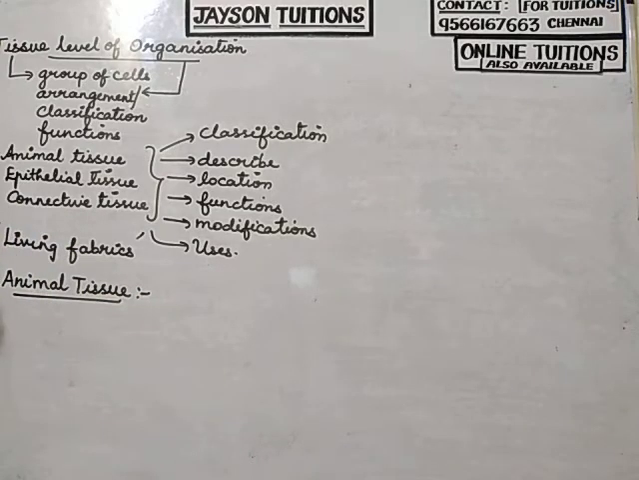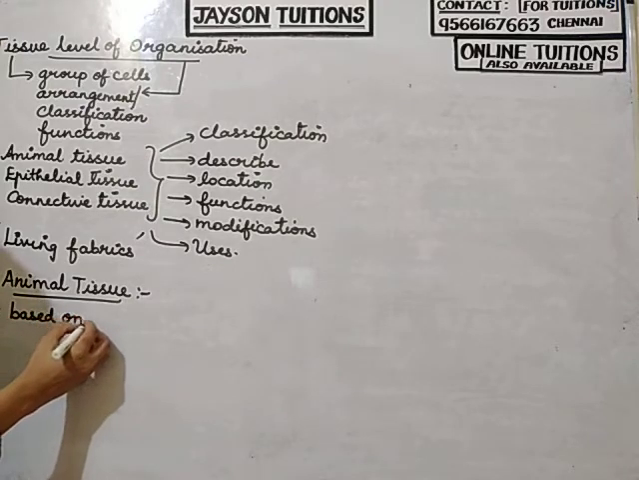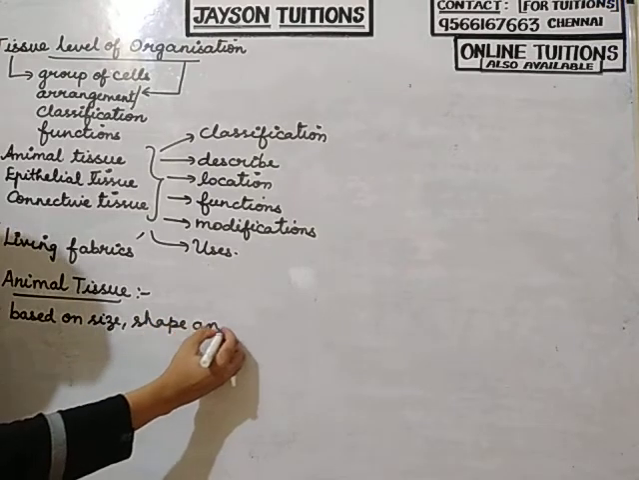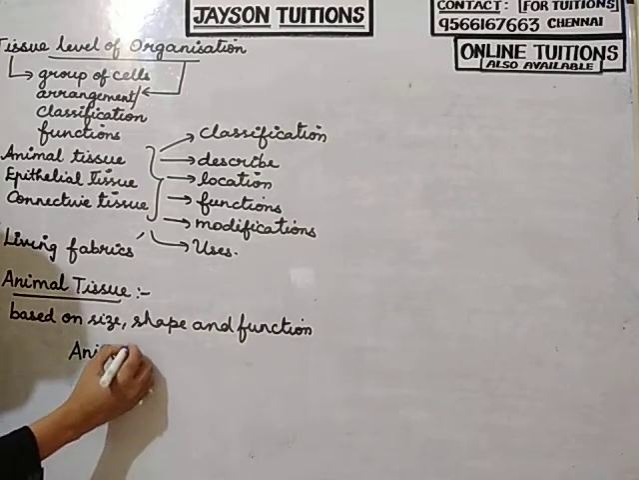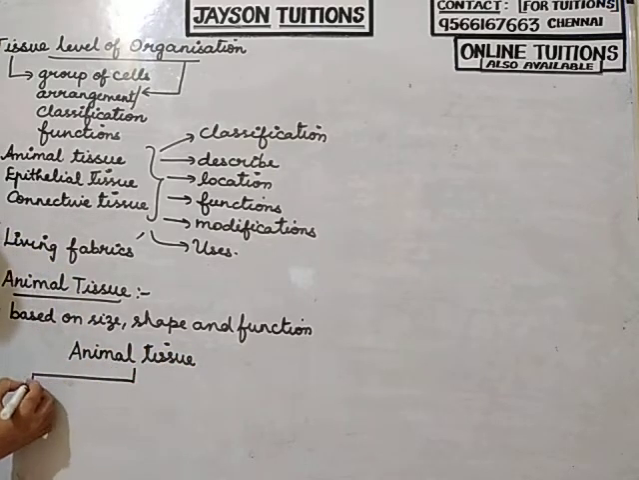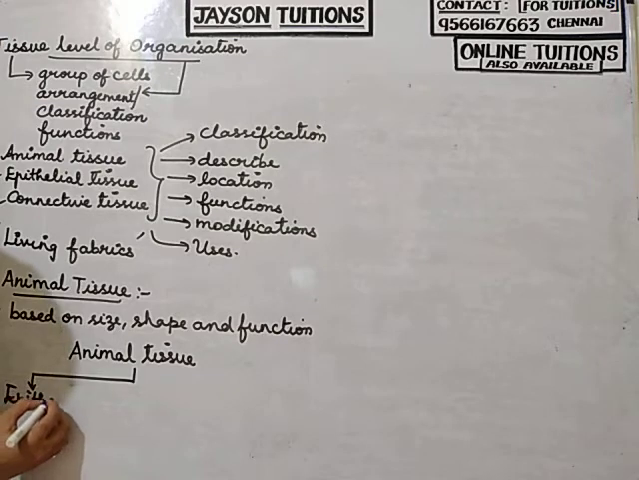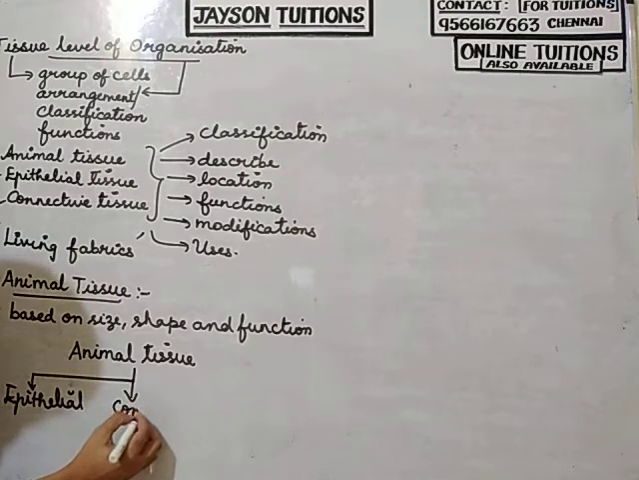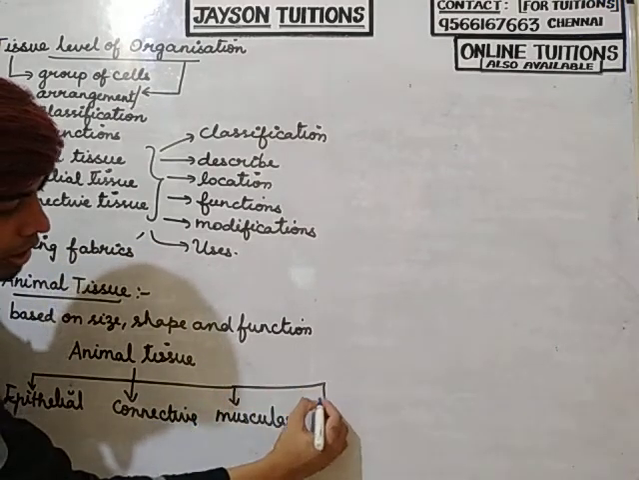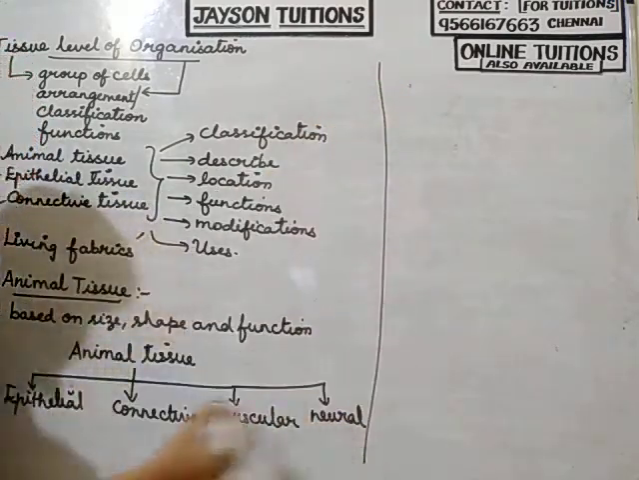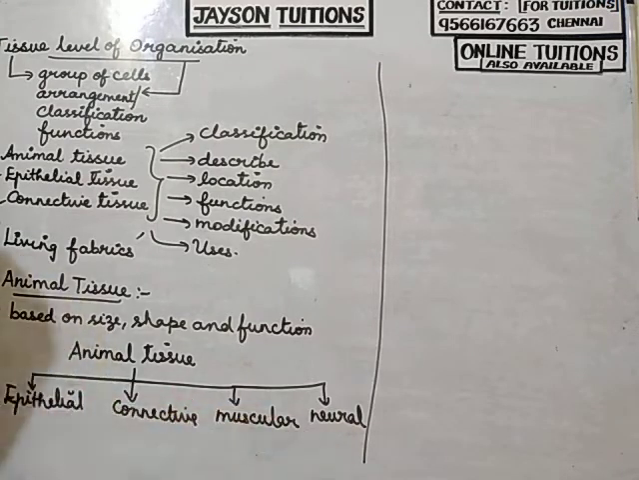Animal tissues are classified based on their size, shape and function. So what are the types of these animal tissues? Animal tissue is classified into epithelial tissue, connective tissue, muscular tissue and neural tissue.